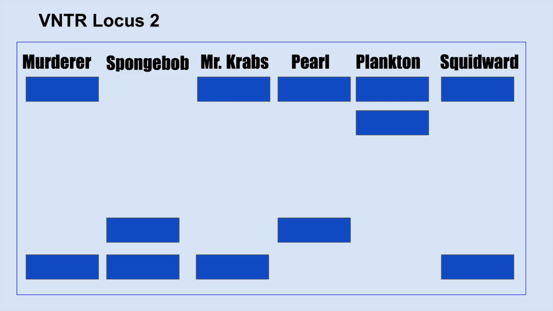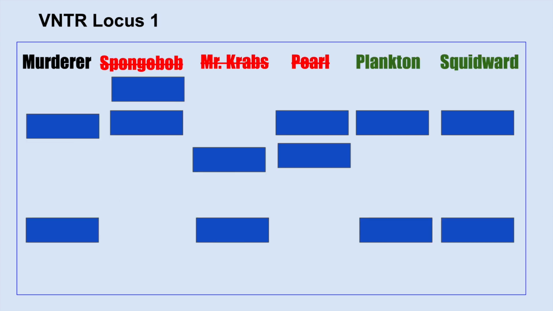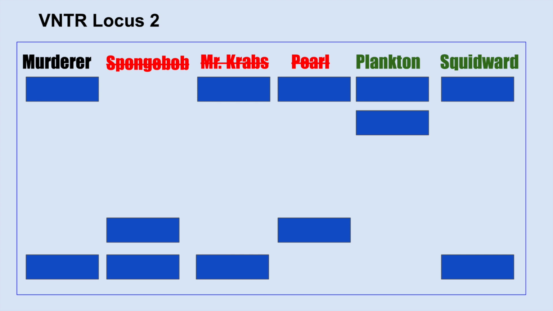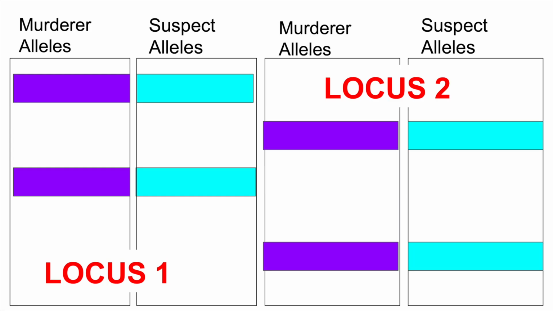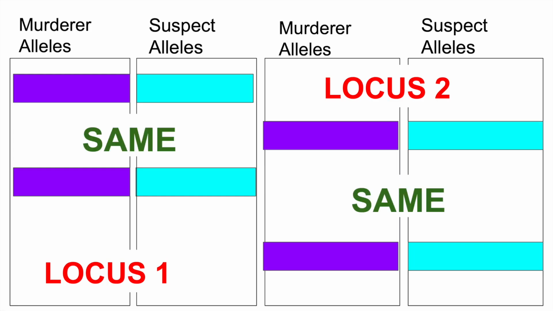Let's check out the evidence from the second gel with VNTR locus 2. Because we already crossed 3 suspects off of our list from the information in locus 1, we don't really have to include them when looking at our second locus. In order for a suspect to be the murderer, they must match all alleles on both loci.